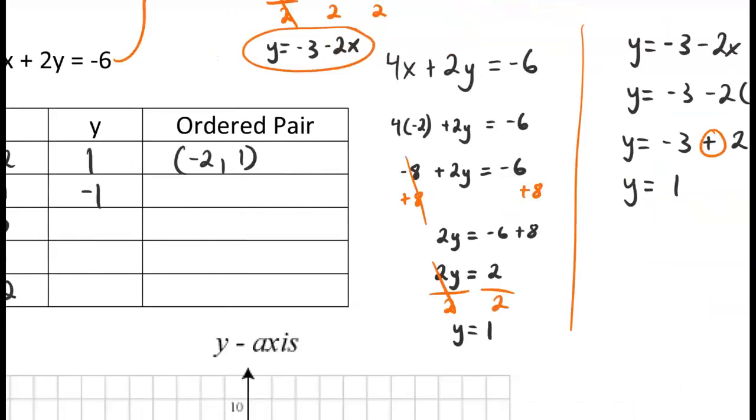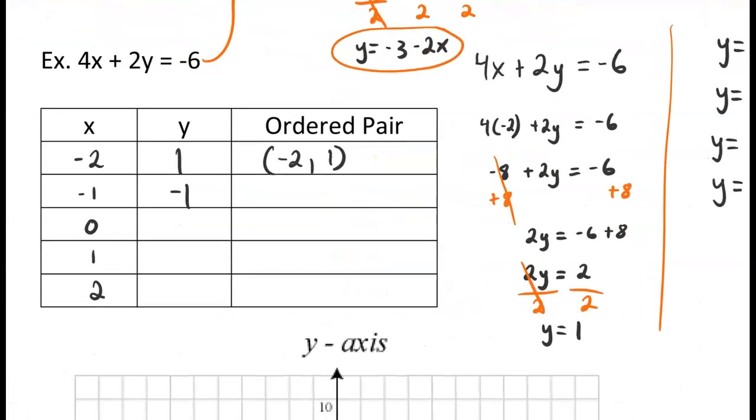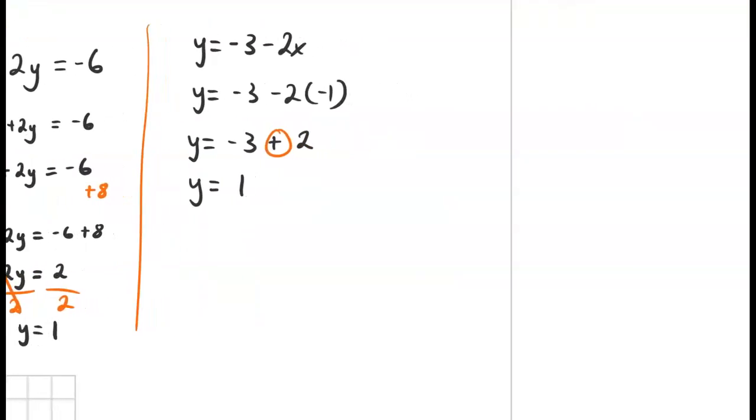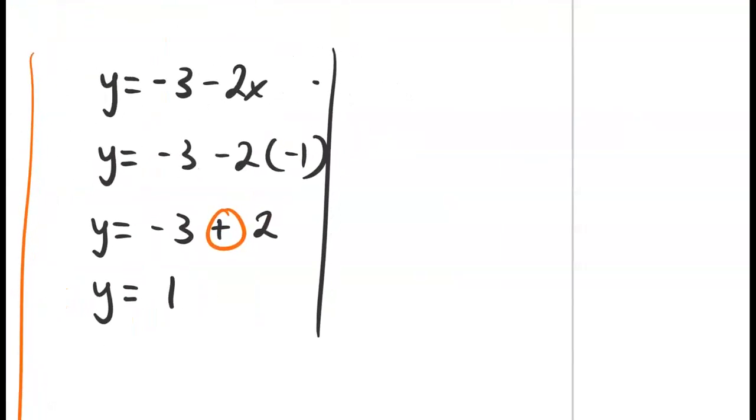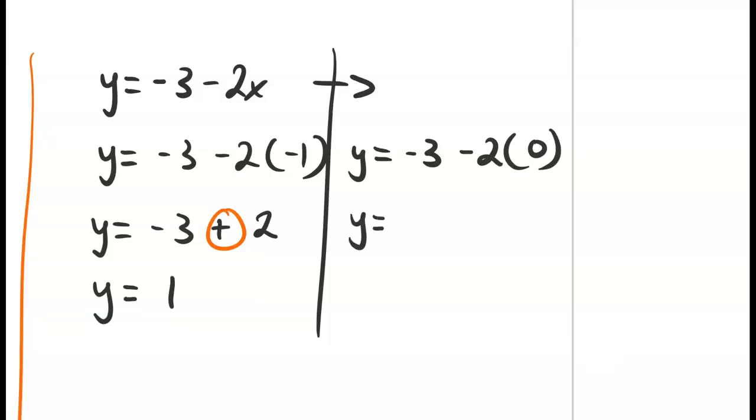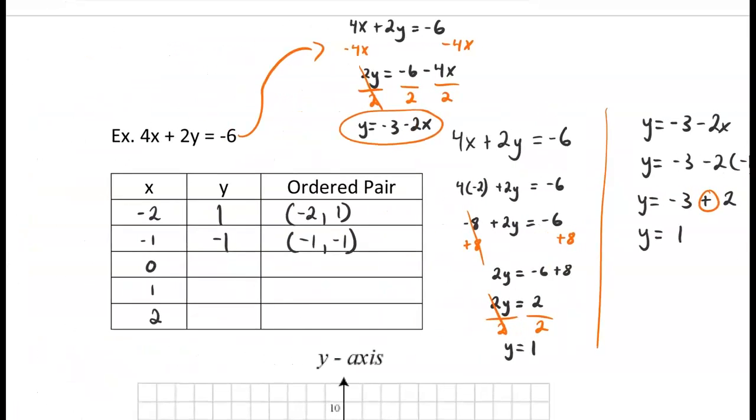Now we're going to do x as 0 here. Oh, actually, we should do our ordered pair first. So negative 1, 1. Now we'll do x is 0. So same equation. Y equals negative 3, subtract 2 multiplied by 0. Y equals negative 3, subtract, well, 0, because you're multiplying by 0. Y equals negative 3. So when we used x as 0, it gave us a y of negative 3. And our ordered pair would be 0 and negative 3.